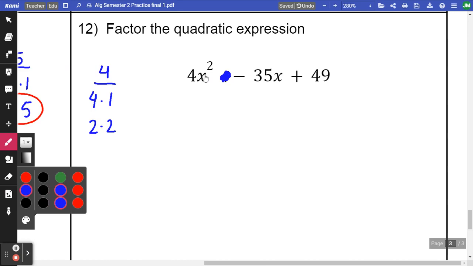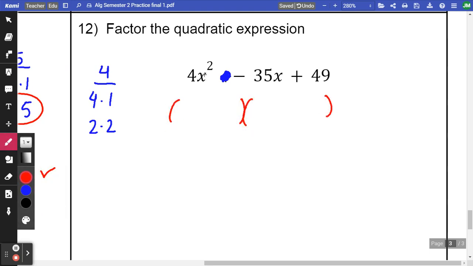So if we construct the empty set out of this, we could potentially have two scenarios here, where it's either 4x times x or 2x times 2x. So one of the two. We can actually take care of our signs here too, because we have a positive c term and a negative b. That means it's going to be minus minus. So in whatever case we end up, it'll be minus minus.